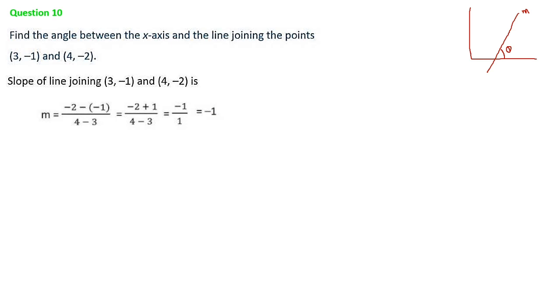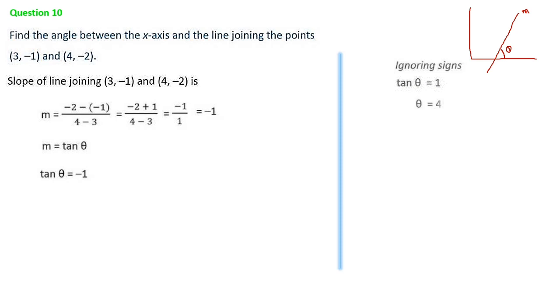As I said before, m is equal to tan theta. The tan of that particular angle is equal to the slope. So m is equal to tan theta. So tan theta is equal to, what is our m? m is minus 1. From here, by ignoring the signs, we can take only tan theta is equal to 1.